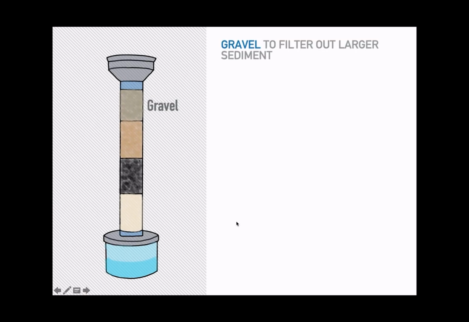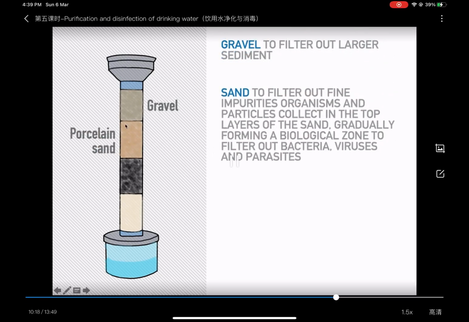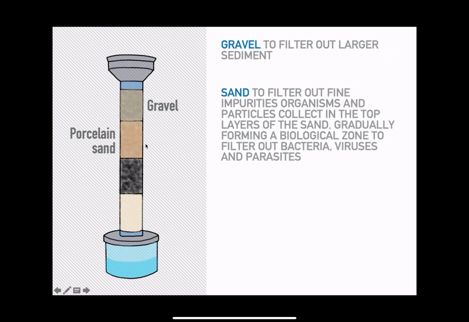Okay, so the structure of those LifeStraws is actually, first comes a gravel layer to filter out larger sediments and dirt, and then the second part is the sand or porcelain sand. It's to filter out fine impurities in organisms and particles collected in the top layer of the sand, gradually forming a biological zone to filter out bacteria, viruses, and parasites.